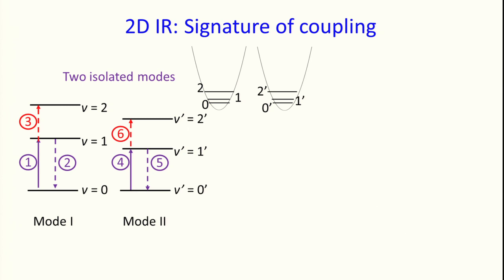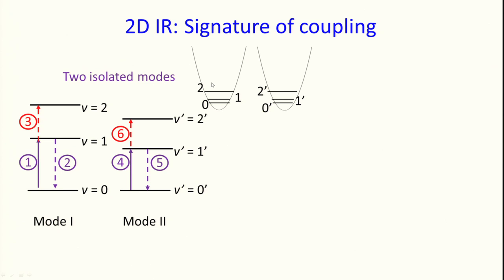So, now let us see what kind of 2DIR spectrum we expect when we have not one but two normal modes of vibration. To start with, let us talk about two isolated modes, denoted by these two potential energy surfaces. Since they are quantum oscillators, the energy is quantized, and here we have shown V equal to 0, V equal to 1, V equal to 2. And just to ensure that we do not forget that this mode is different from the other one, we have represented the vibrational quantum numbers in the second mode as 0 dashed, 1 dashed, 2 dashed.